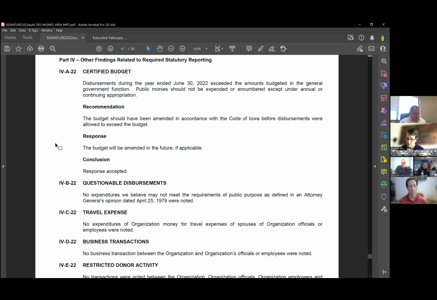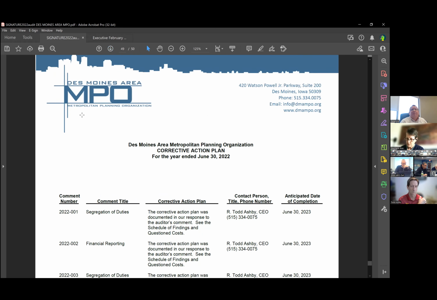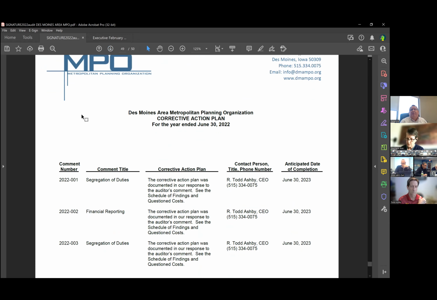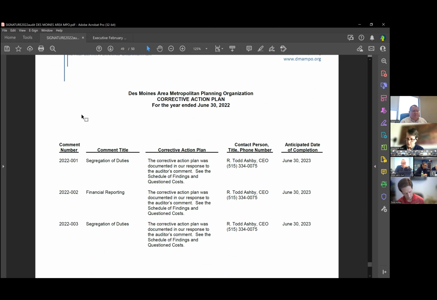So again, some of these items, the corrective action plan and the prior year audit findings, several of those findings were there from prior years. Pages 49 and 50 are those two items, and the comments and corrective action plans are stated back there. So I will open up for questions or comments.